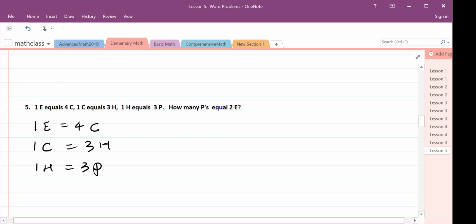Okay, so the relationship between P and E, there are two things in the middle, C and H. So the relation between E and P is indirect, right? Can you write down the relation between E and P directly? Those are just letters. You can represent any fruits.